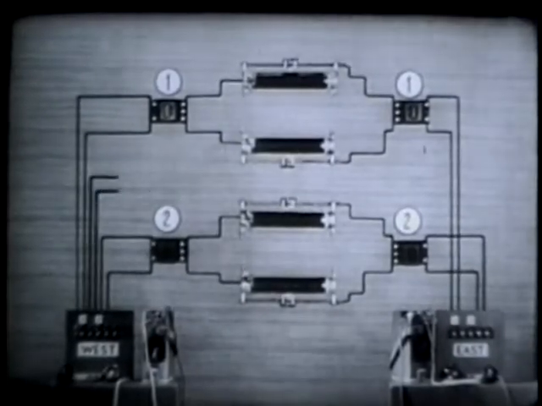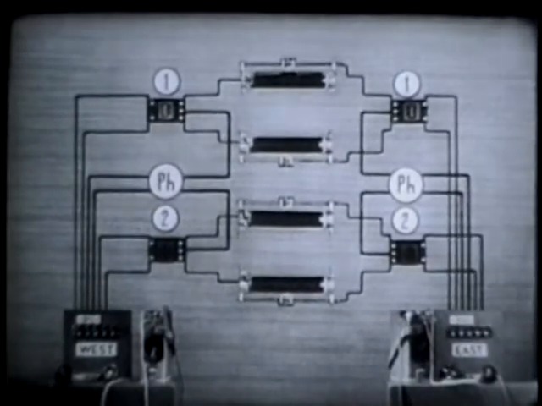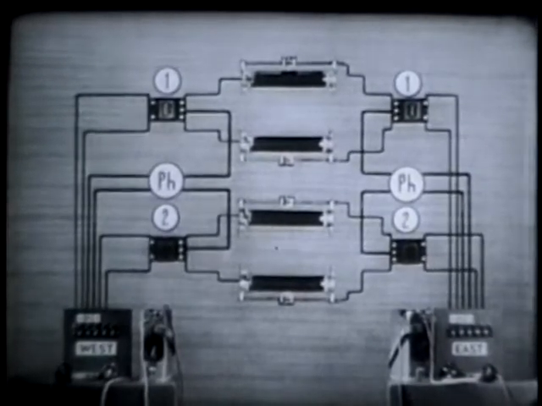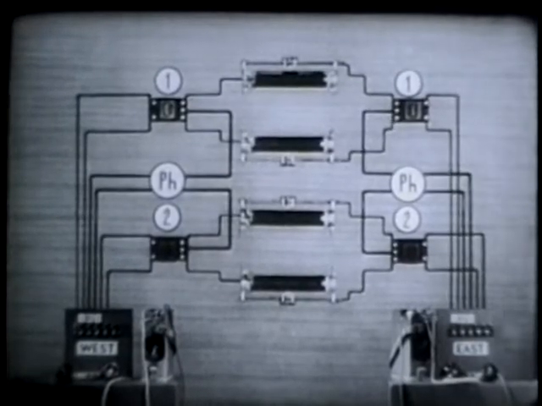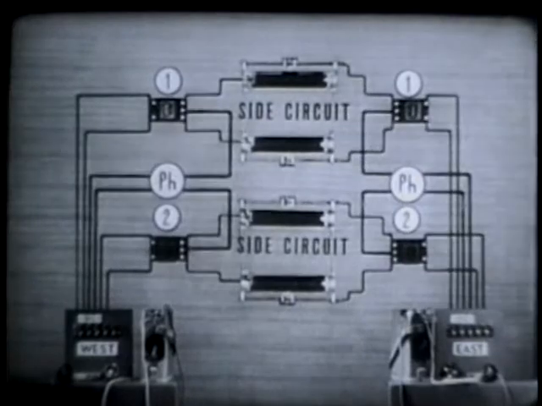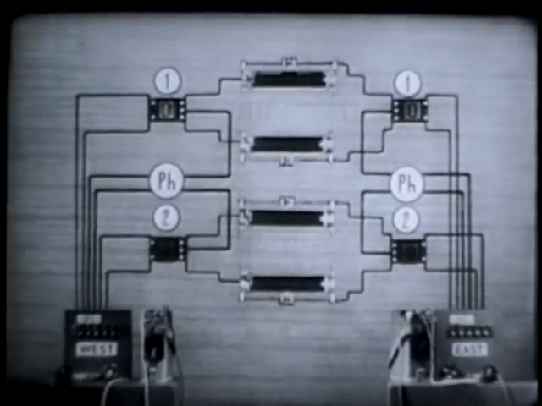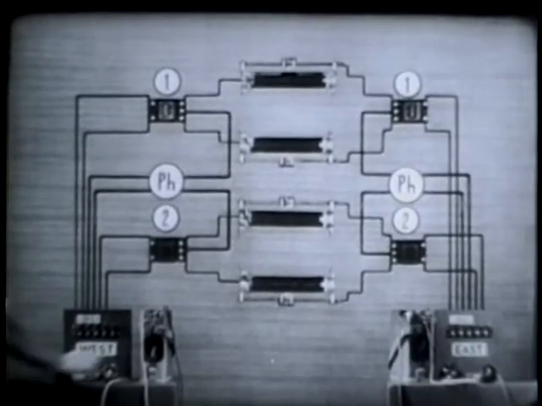The phantom may be a telephone or telegraph circuit. We're going to use it for telephone. We now have our phantom circuit. The two original circuits are now known as side circuits. Altogether, the three circuits form a phantom group. Let's see if they all work.